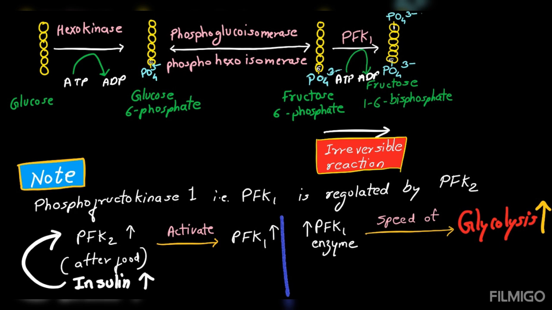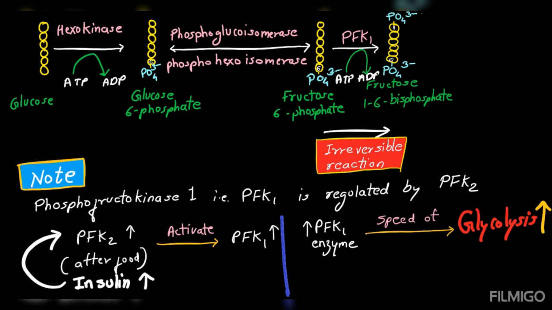In simple words, when the body is well fed, like right after a meal, the blood glucose level goes up and the pancreas secretes insulin, which activates PFK2, which results in more formation of fructose 2,6 bisphosphate molecule. And this high production of fructose 2,6 bisphosphate stimulates the PFK1 enzyme. So more PFK1 means that the glycolysis speeds up and more glucose is converted into energy.